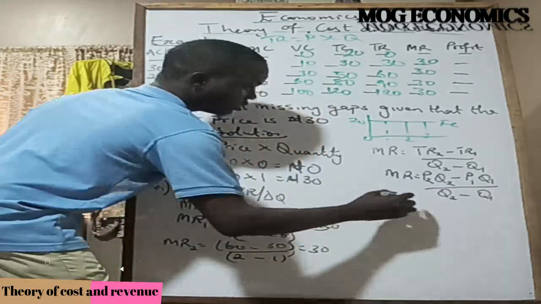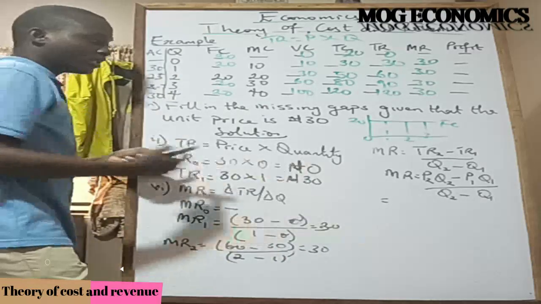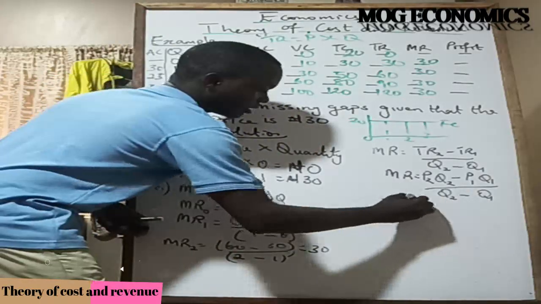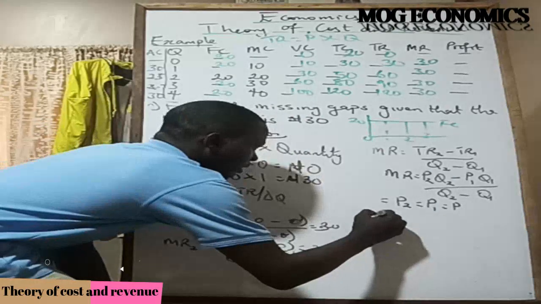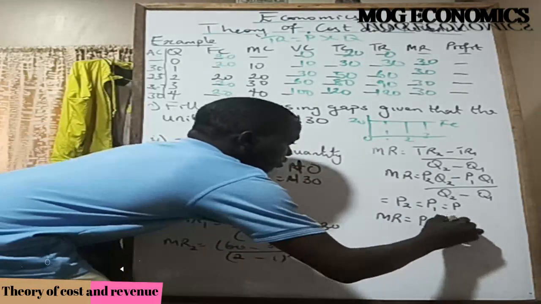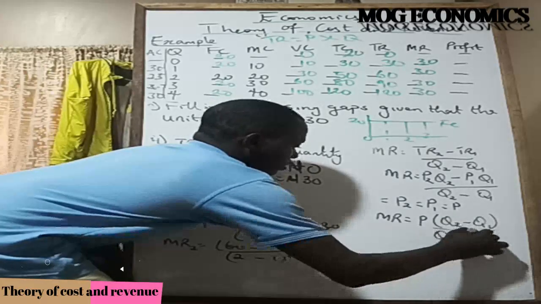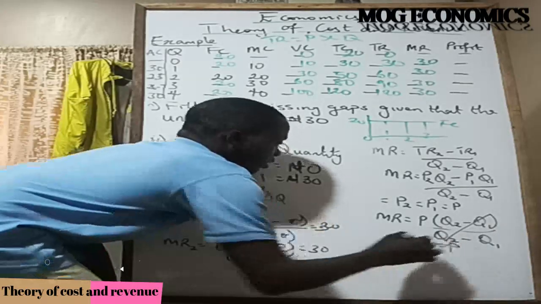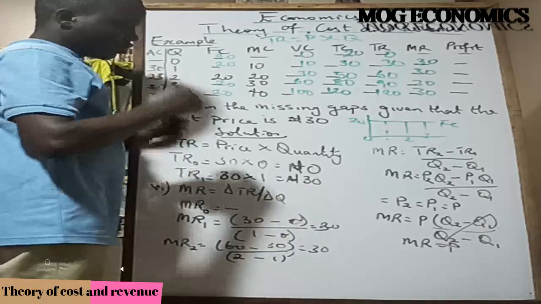So when you proceed, the fact that the price is constant, like this is a case where the price is constant, P2 and P1 are the same thing. So you can say P2 equals P1 equals P. So MR is going to be equal to P times (Q2 minus Q1) divided by Q2 minus Q1. These will cancel out, and then MR will be equal to P. So it's only when the price is constant that MR is equal to P.